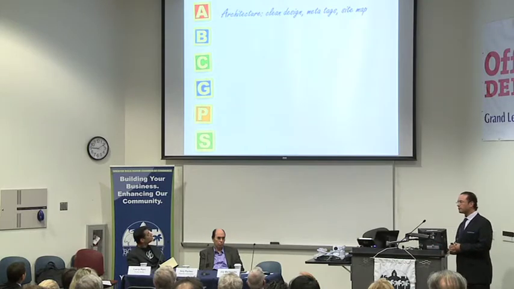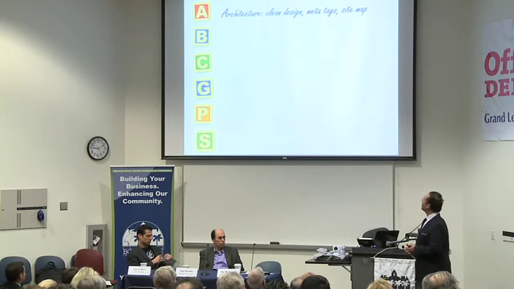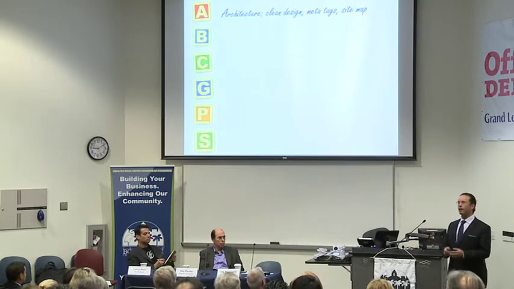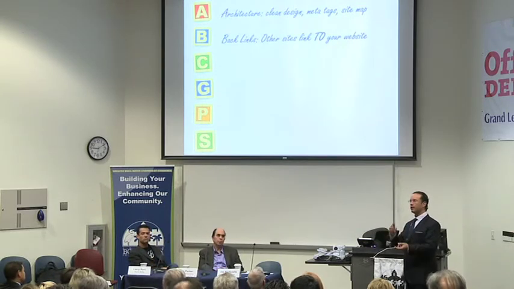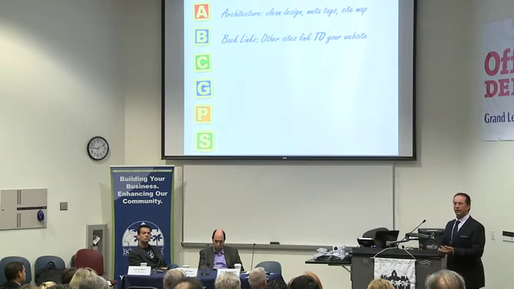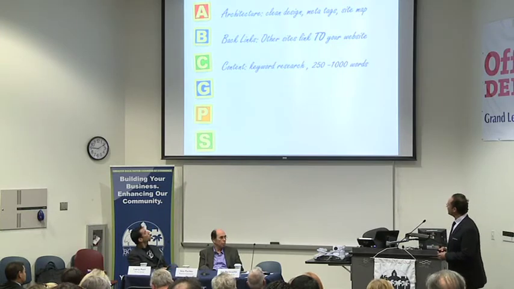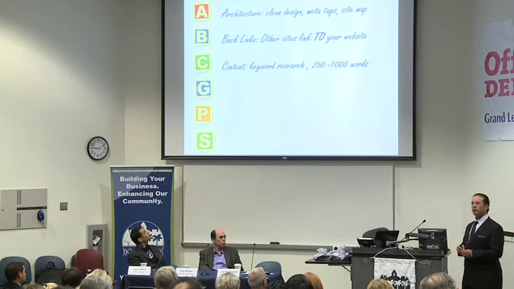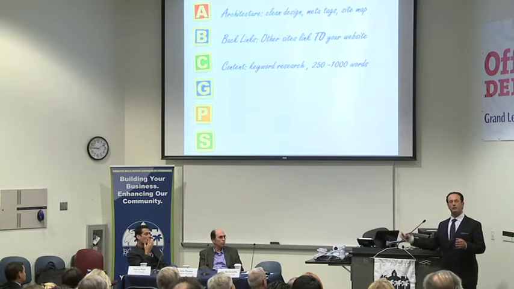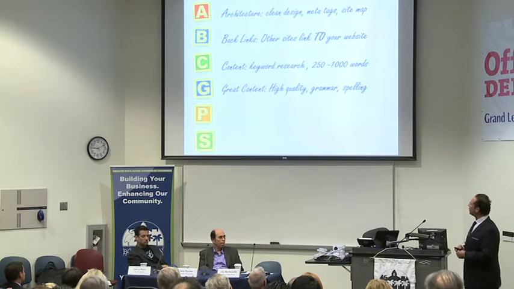So quick review, the ABCs and GPS. A is the architecture. We want nice, clean website code, meta tags, a sitemap so Google can easily find all the pages and all the words on our website. The B is the backlinks, other sites linking to your site. We want important sites and relevant sites, industry sites. The little link bait trick of a curated list is a good one. C is content, keyword research, finding the keyword phrases people search and getting 250 to 1,000 words on each page on your site, and lots and lots and lots of pages on your site. You want to have great content, so high quality, well written, grammatically correct, spelling's correct, etc.